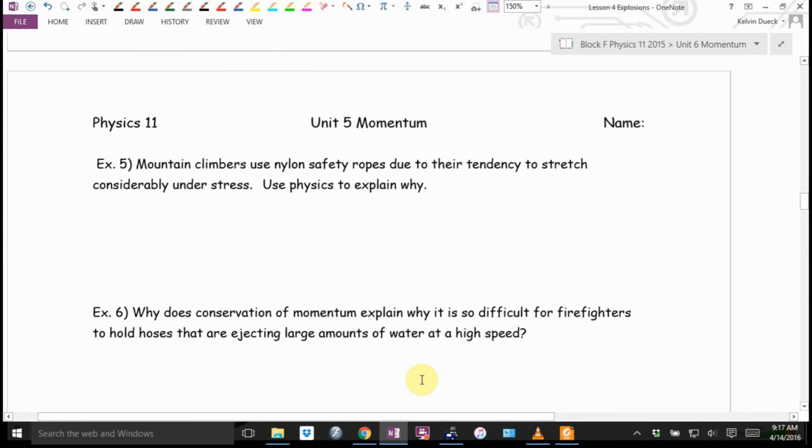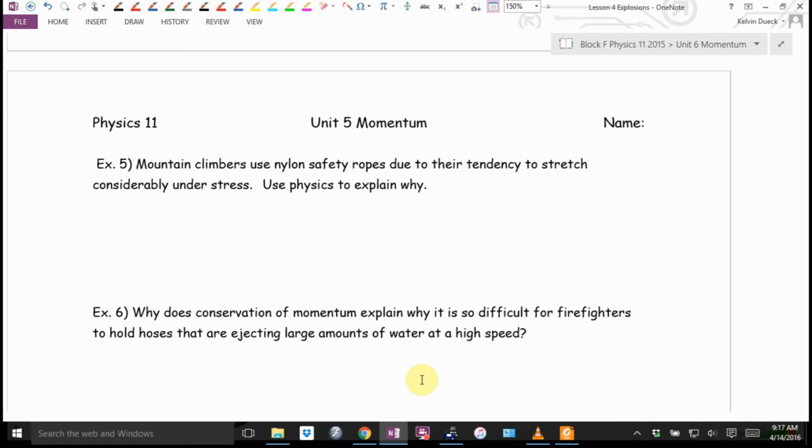A couple of conceptual questions. Mountain climbers use nylon safety ropes due to their tendency to stretch considerably under stress. Using physics, tell me why. What does the stretching change? Which variable does the stretching change? Yeah, time.